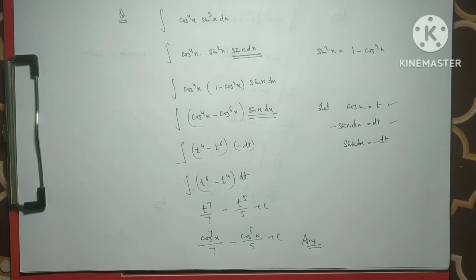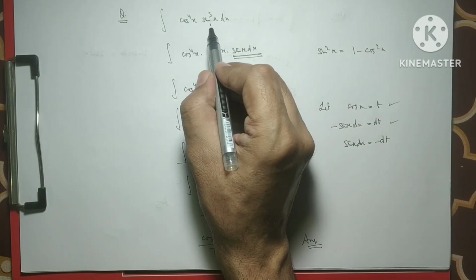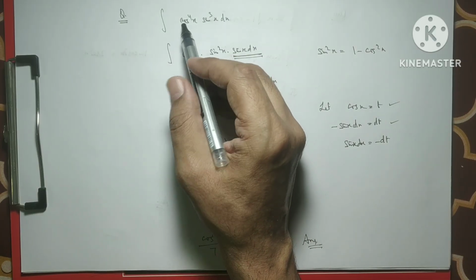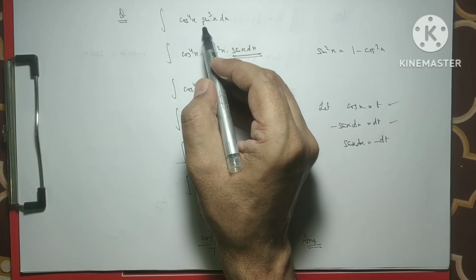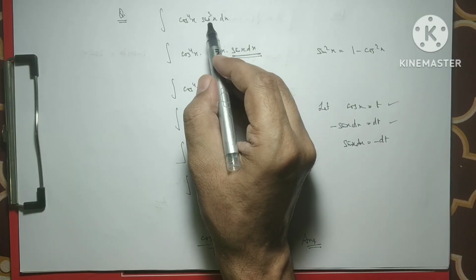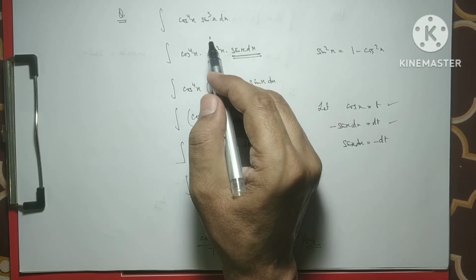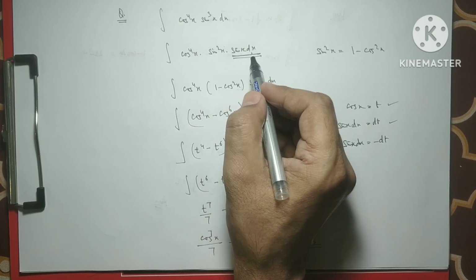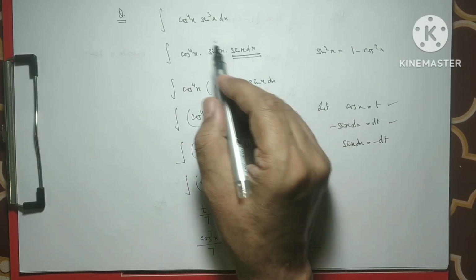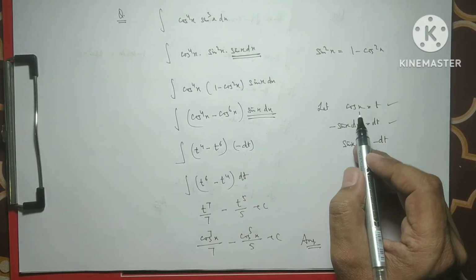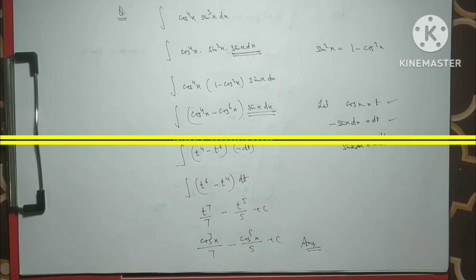So the theme of this question is this: if we have cos and sine with different powers, we will extract the odd power, and extract one power from that odd power. If sin x is extracted, then the remaining expression should be in terms of cos. If cos x is extracted, then the remaining expression should be in terms of sine, and then we let sin x or cos x as t, and we will do this question.